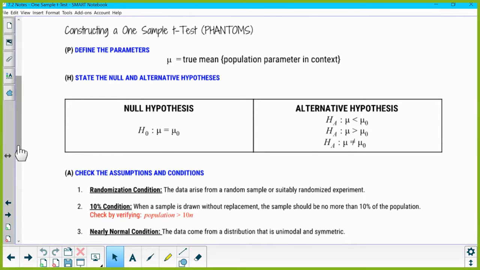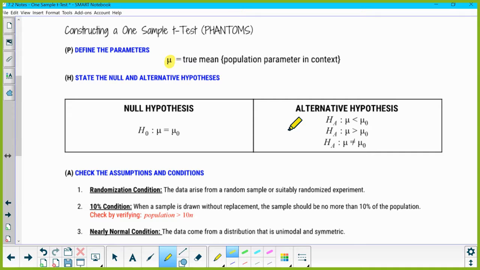We're dealing with means. A big key thing we talked about when we were doing the intervals was how important it is to make sure you're using the correct symbols. So when you're defining the parameters for a t-test, it has to be mu. Mu is equal to the true mean of whatever parameter you're trying to find a probability of. H is going to be stating the null and the alternative hypothesis. Yes, you have to have both.